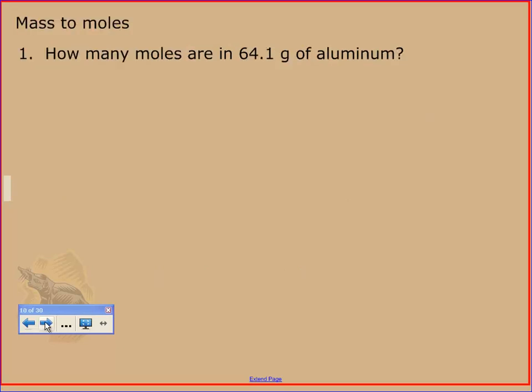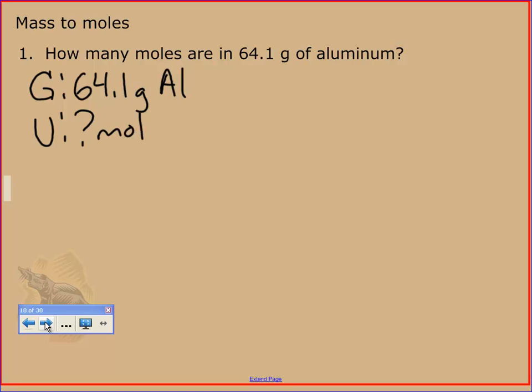Okay, now that gives us a pretty easy way to do some calculations. So if we get a problem like this, how many moles are in 64.1 grams of aluminum? Okay, so we're going to start out much like we did problems the other day. We're going to write our given and our unknown. Our given is pretty easy in most of these. There's one number, so 64.1 grams of aluminum. We're going to write down what it is in this case. Our unknown is moles, again, of aluminum.